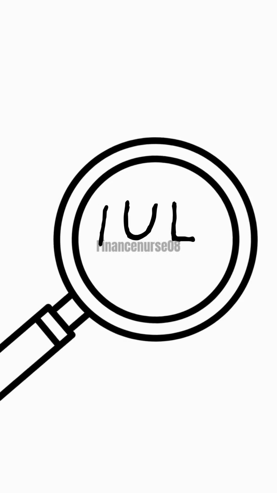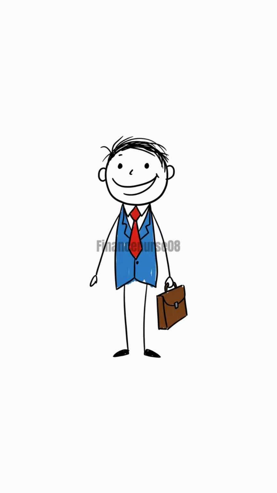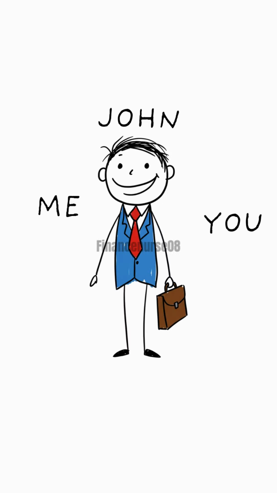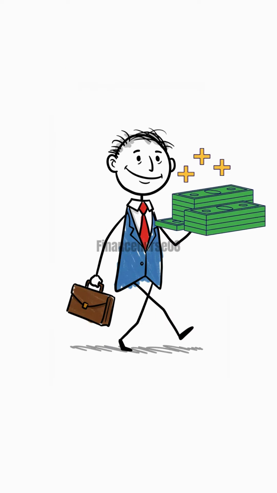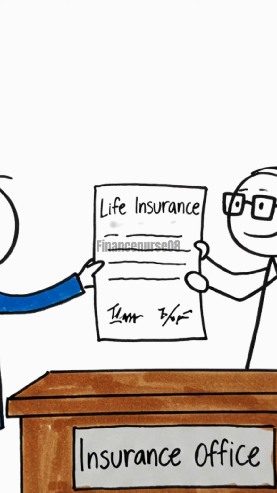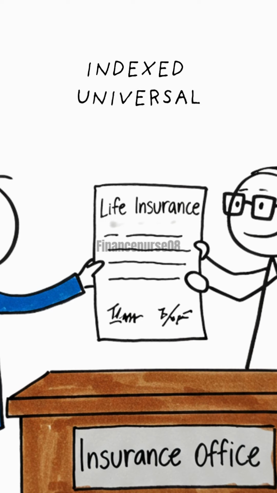Let's take a look at how an IUL works very simply. So we have John. John is you, me, whoever. John is going to be you today, okay? So John goes and earns money. John takes his money and he goes and purchases a life insurance contract known as an indexed universal life.